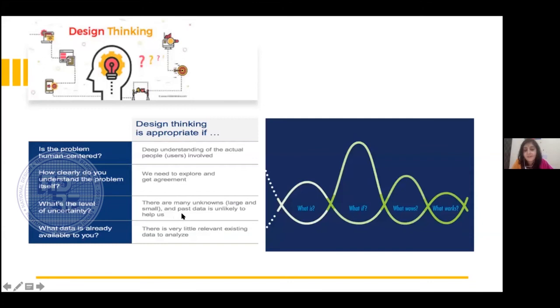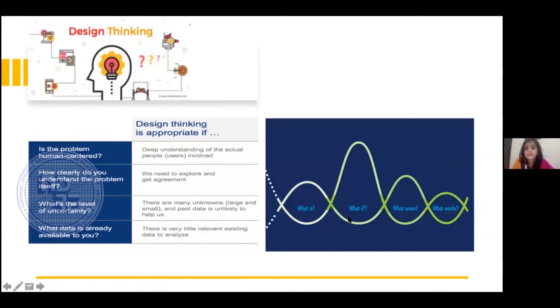So we start from scratch, unlike in Six Sigma, where it starts with the measure phase as is. You measure whatever the process is right now, and you start from there. In design thinking, you go with the new set of data given by the customers themselves. And there's very little relevant existing data to analyze. So you're exploring, you're going into a very open-ended area where you could go in any direction and it can lead to any kind of innovation, right?